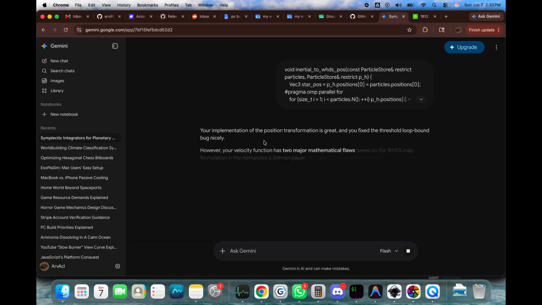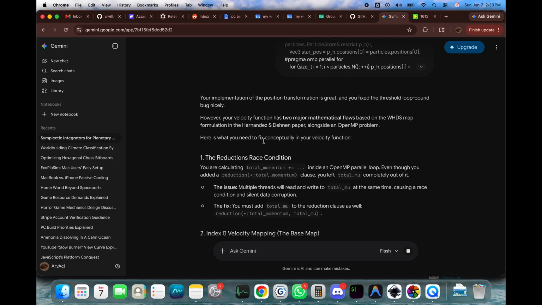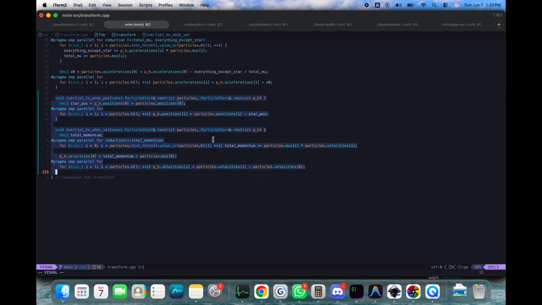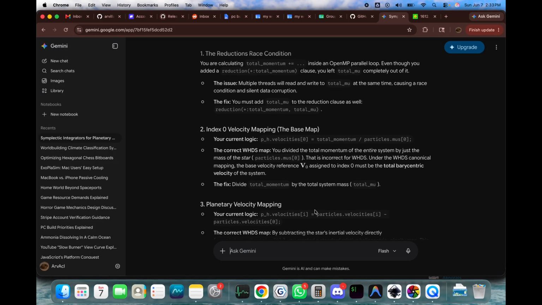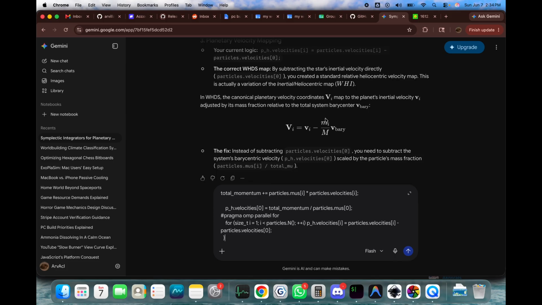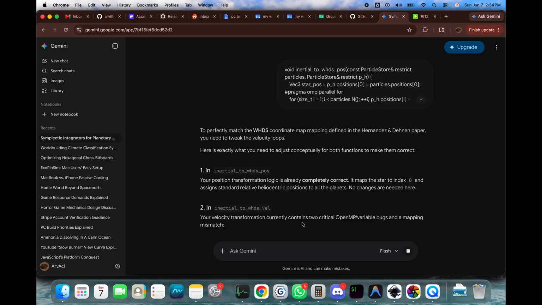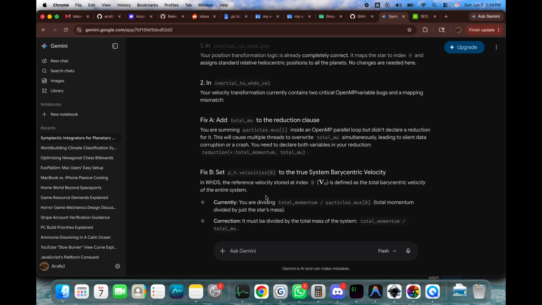Okay, Gemini, please. Major mathematical laws. Wait, what? Total mu is not a thing. Okay, bro. Oh my god, bro. What do you want me to do? Do you want me to do barycentric or inertial, Gemini? Which one is it? Nice, okay, I know that part's gonna be incorrect, but still. Pause, val, total mu. What?